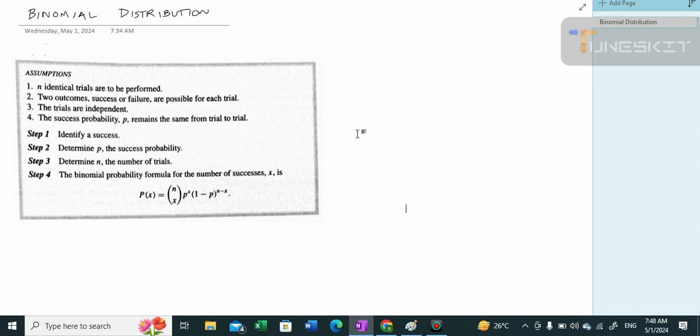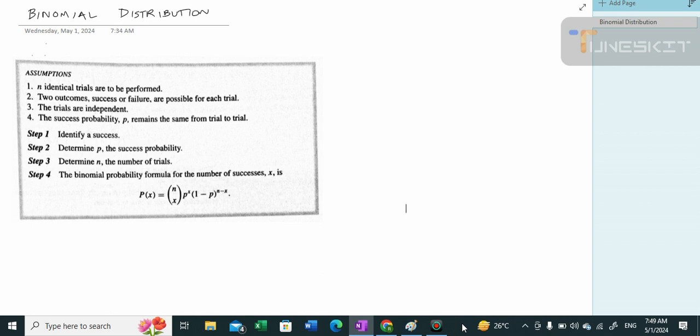Assumption number 4 is that the success probability p remains constant in all trials. Now let's take an example of the rolling of a die experiment. If all outcomes are equally likely, then whatever the number of times we perform this experiment, in each trial the probability of success that we define remains constant. Let's take an example of even and odd outcomes.